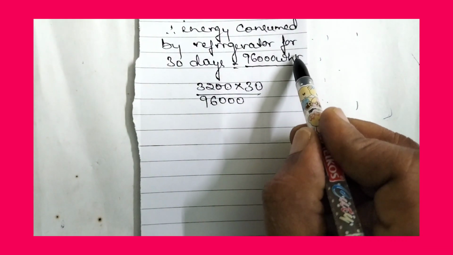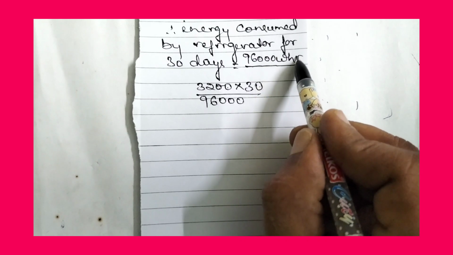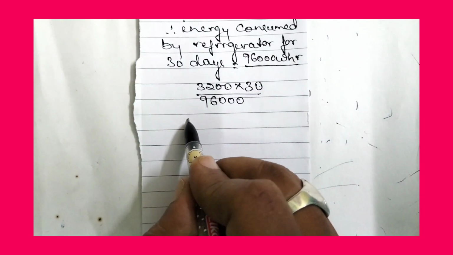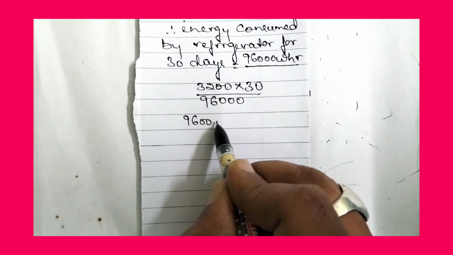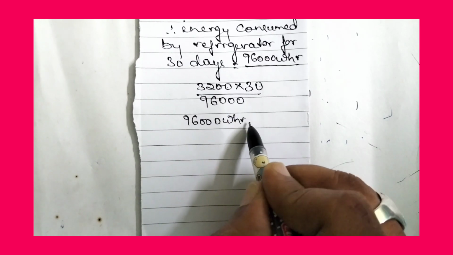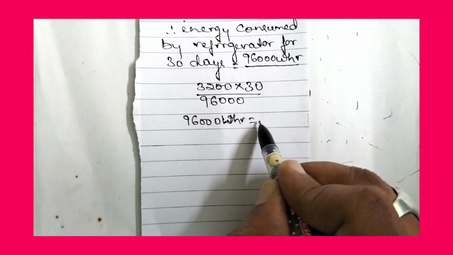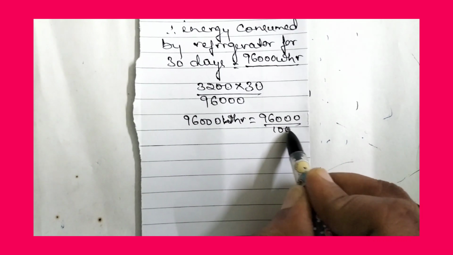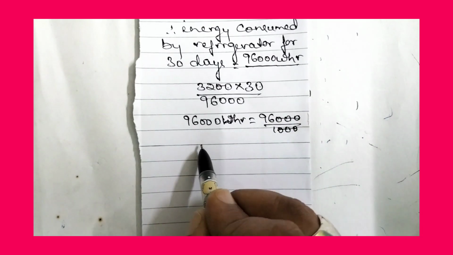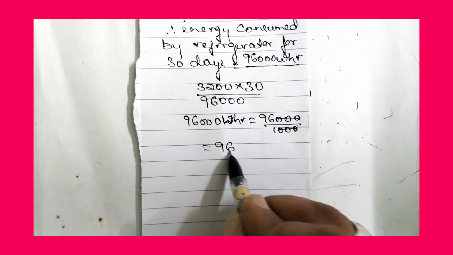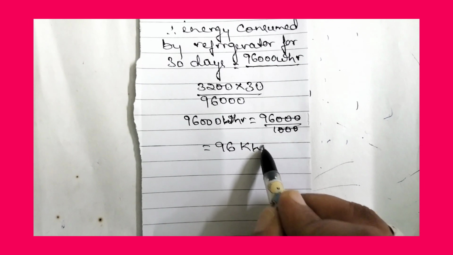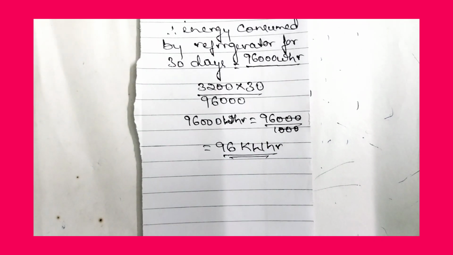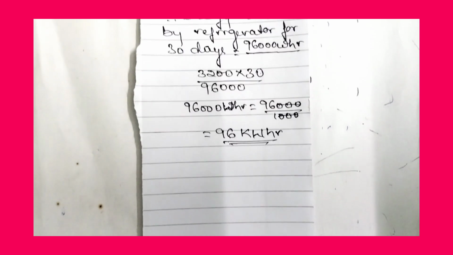Convert this watt hour into kilowatt hour. To convert this watt hour into kilowatt hour, divide it by 1000. So 96,000 watt hour should be divided by 1000. The 3 zeros get cancelled. It is equal to 96 kilowatt hour. So this is the energy consumed by the refrigerator for 30 days.